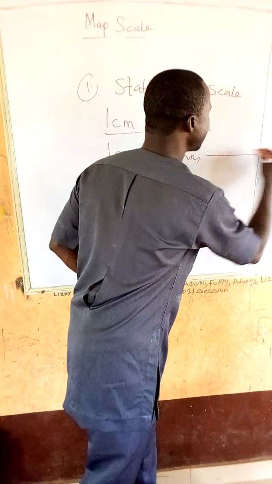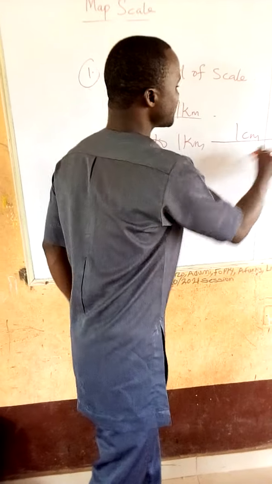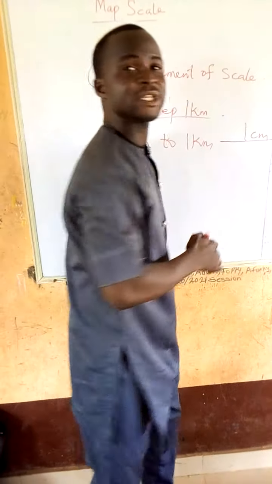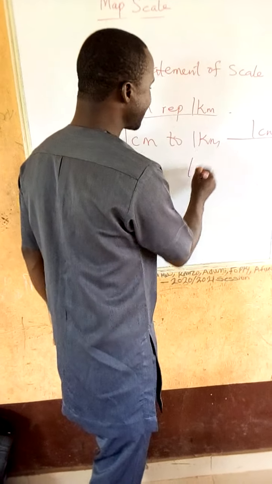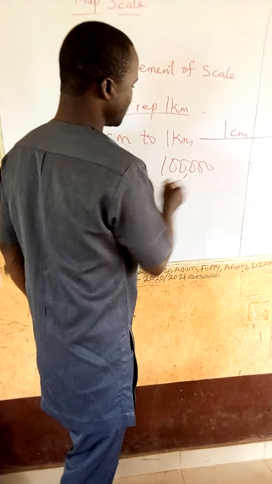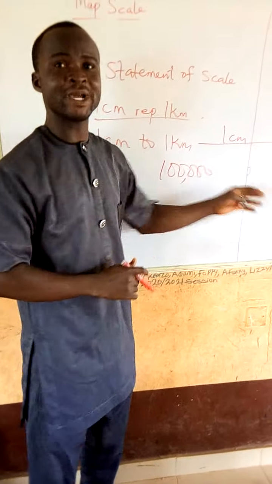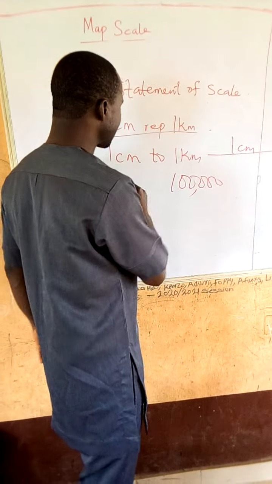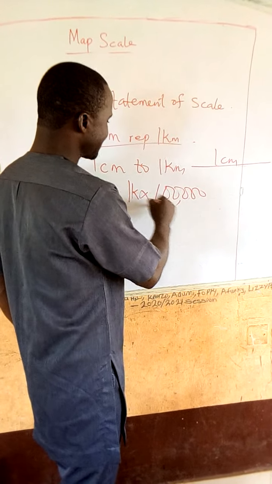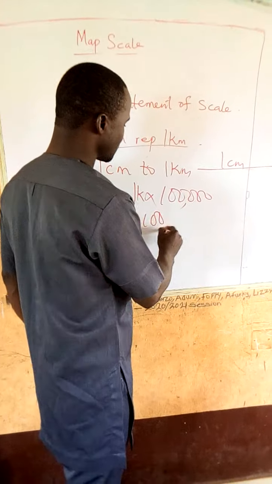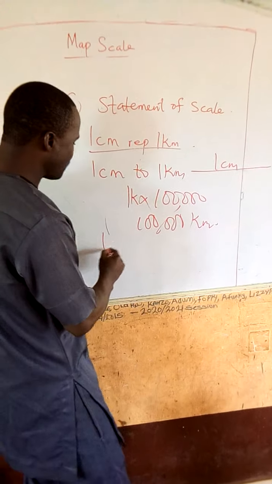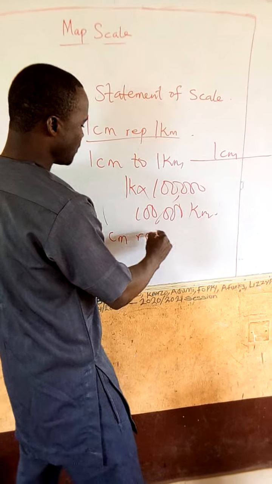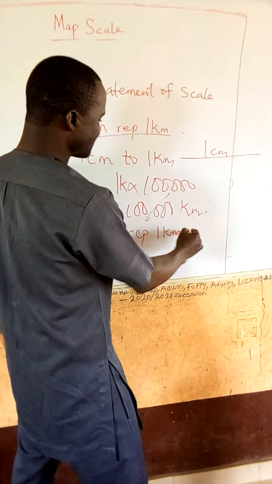If you have something like this and you say 1 kilometer on the ground, it means it should be what in centimeters? Meaning that if you want to convert 1 kilometer to centimeters, that is 100,000. For converting 1 kilometer to centimeters, it is 100,000. Now, not only this, if you have 1 centimeter represents 1 kilometer, that is how we call it statement form.